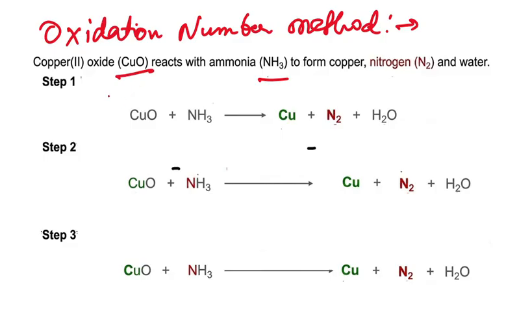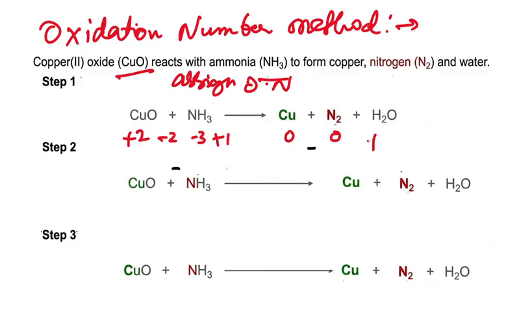In step 1, we should assign oxidation numbers to the atoms of elements present in the reactants and in the products. For example, in cupric oxide, the oxidation number of copper is +2, oxygen is -2, and nitrogen in ammonia is -3, hydrogen is +1. Copper metal, in pure elemental form, its oxidation state is 0. Already you know. Nitrogen also in elemental form, its oxidation state is 0. Hydrogen in water is +1 and oxygen is -2.